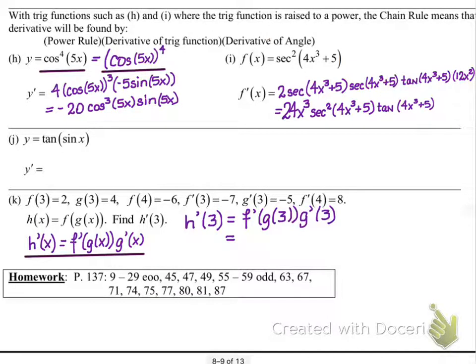So now you can look at it and just replace x with 3. So h prime of 3 would be f prime of g of 3 times g prime of 3, and g of 3 is 4, so now we're going to have to find f prime of 4. And these are going to be on almost every single test from here on out.